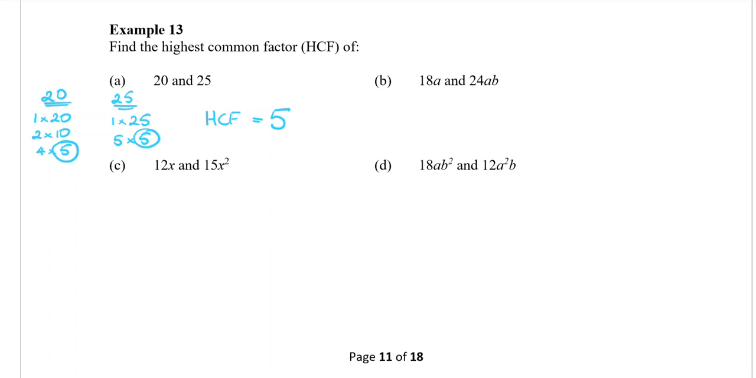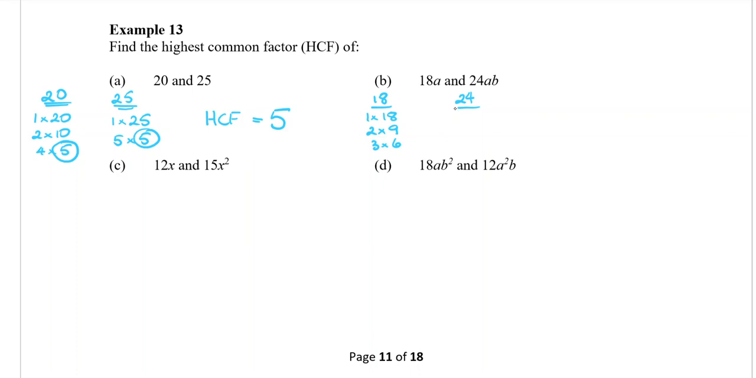18A and 24AB. So you have letters in here as well. But we're going to start with just the numbers. I'm going to start with 18 and 24 and try to find the factors of those numbers. So 18, we can do 1 times 18. We can do 2 times 9 makes 18. 3 times 6 makes 18. 4 times doesn't work. 5 times doesn't work. 6 is the next number there, so I have all the factors.